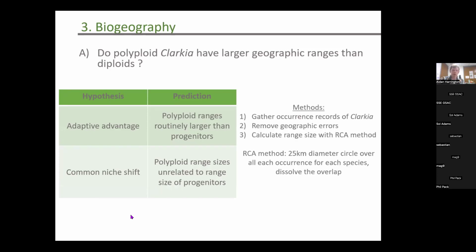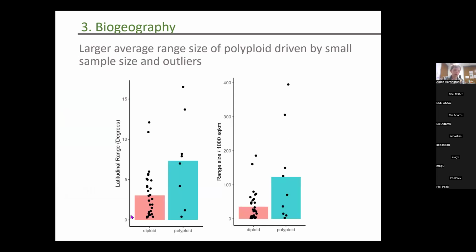So in order to do this, I gathered occurrence records of all Clarkia and their ploidy. I removed geographic errors, and I calculated their range size with this RCA method, which essentially involves placing 25-kilometer diameter circles over every occurrence for each species and dissolving the overlap. Okay, so we're going to look at some results now. On the left here, you have the latitudinal range, and on the right, you have the range size of the diploids and polyploids, diploids in red, polyploids in blue.